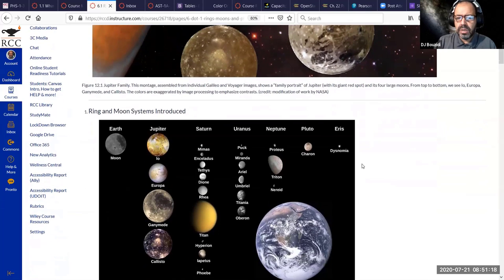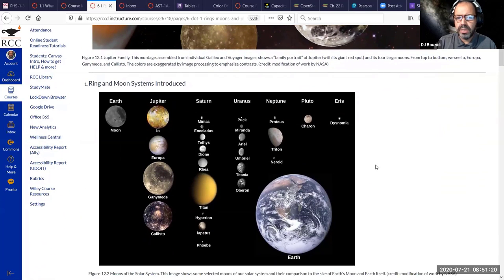And in terms of the moons in the solar system, these are only a few moons. This is the Earth, it has only one moon. Mars has two moons, but they're captured asteroids. They're not listed in here. In terms of the outer planets, the moons, you have them in here.